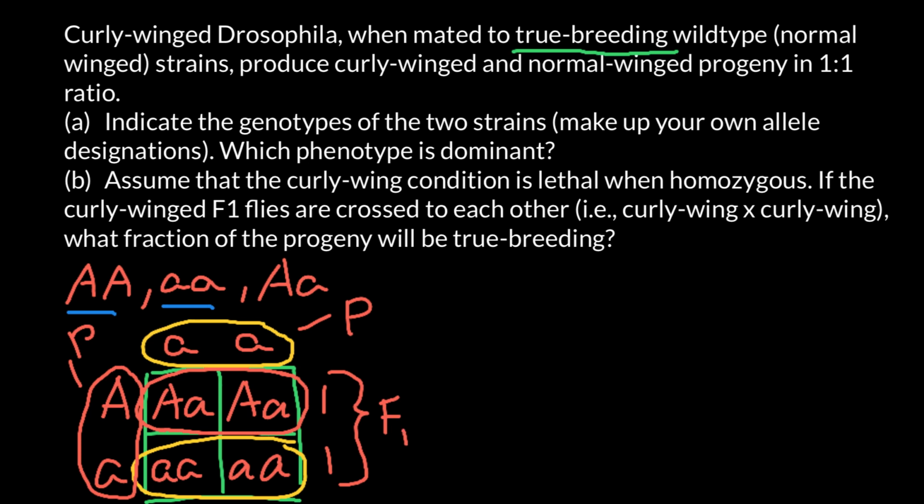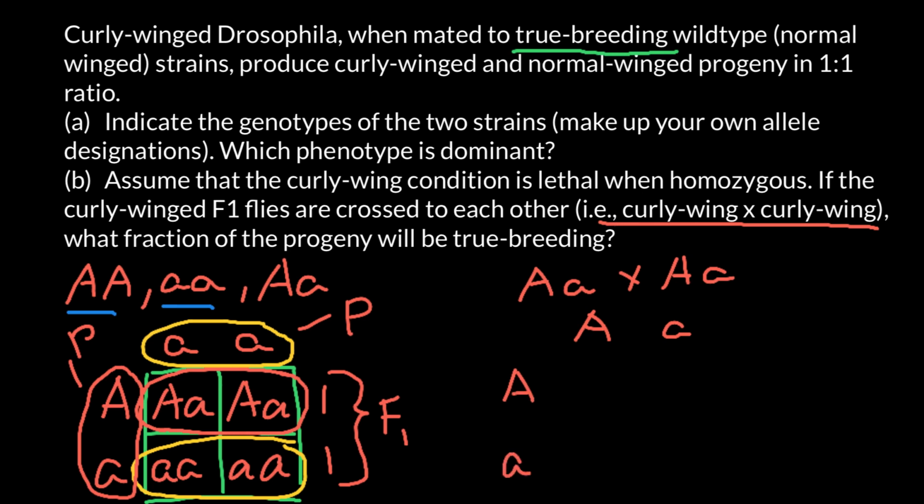So we have to take curly-winged Drosophila from the F1 generation. That means we have to cross genotypes capital A, small a with capital A, small a. So basically what is described here, curly wing with curly wing. So let's build another Punnett square. Capital A, small a here on the top, capital A, small a here on the side.